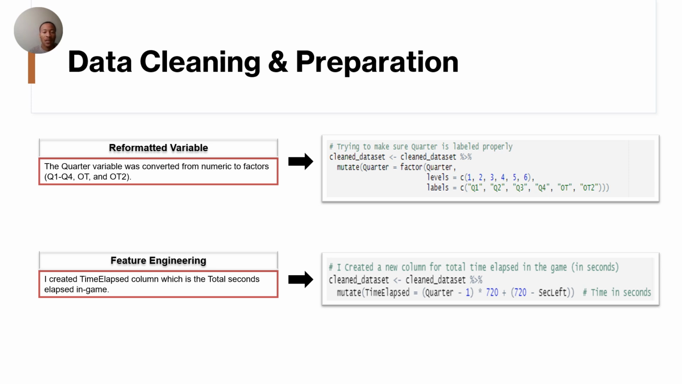And then I did some feature engineering where I created a column called time elapsed, which is the total seconds elapsed in the game. And I also used the pipe operator and mutate to do this as well. So the time elapsed is the time in seconds. That's all I did.